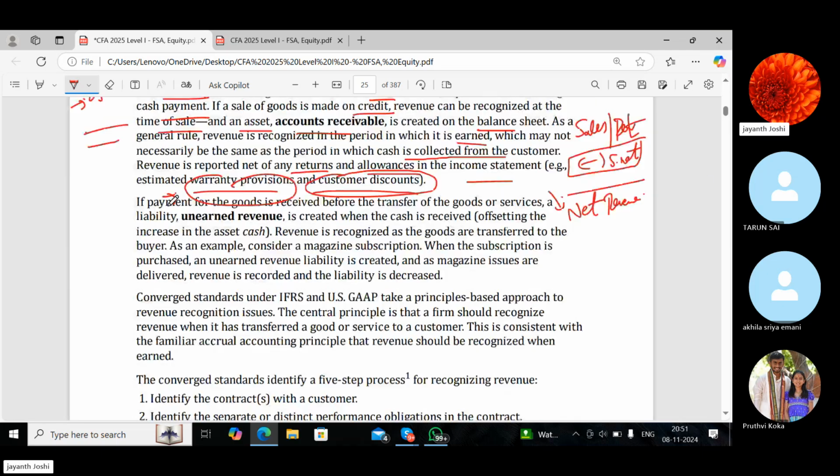Now, if payment for the goods is received before the transfer of goods or services, let's say this is a landlord. Give me a second, okay? Give me a second.